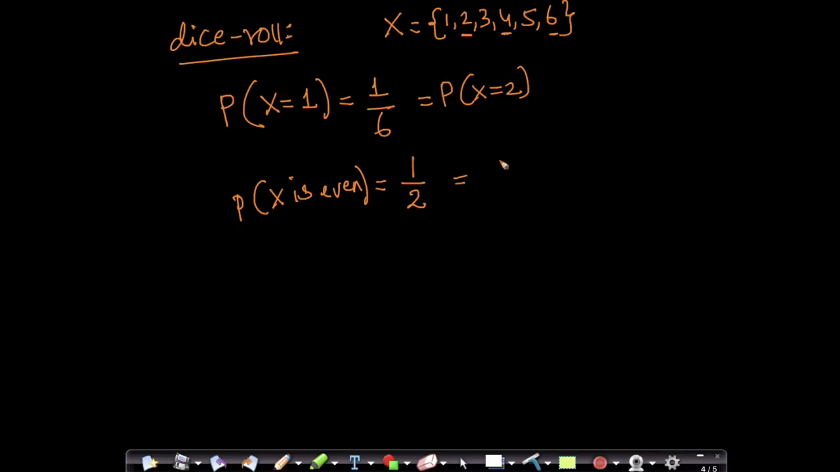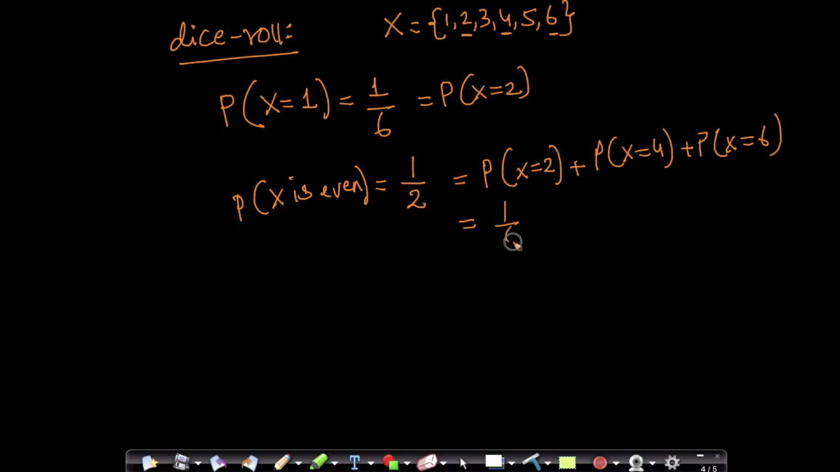Since I have 3 events, you can also write it as the probability of x equals 2 plus the probability of x equals 4 plus the probability of x equals 6. Remember, when my random variable has a value of 2, it means it's exactly 2, not 4 or something. So that is 1 by 6 plus 1 by 6 plus 1 by 6, which is nothing but 1 by 2. And similarly, the probability that x is odd is also 1 by 2.